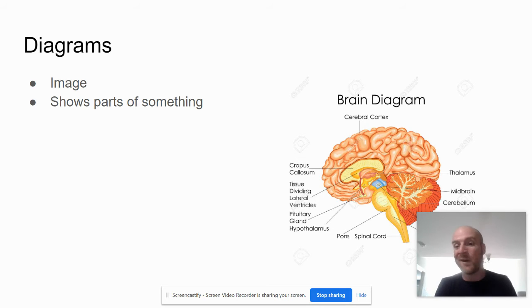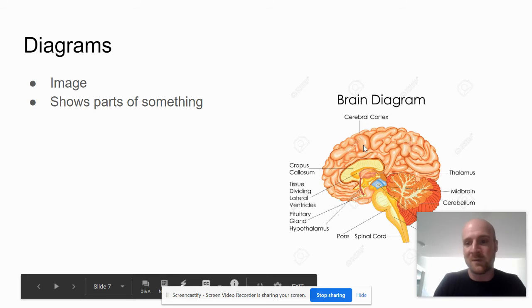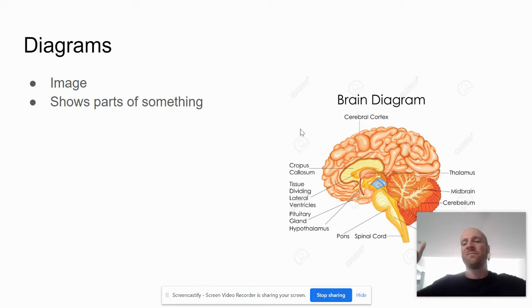Diagrams. So this is what you've probably seen in textbooks. A diagram is an image that shows the parts of something. So maybe like a picture of a car that's been taken apart and it shows you where the carburetor is and the oil injection. And I'm just making up words because I have no idea about cars. But here's a picture of brains. So it shows you where the cerebral cortex is and the thalamus is, or maybe it's the whole body and it's showing you where each bone is. Those are all diagrams.